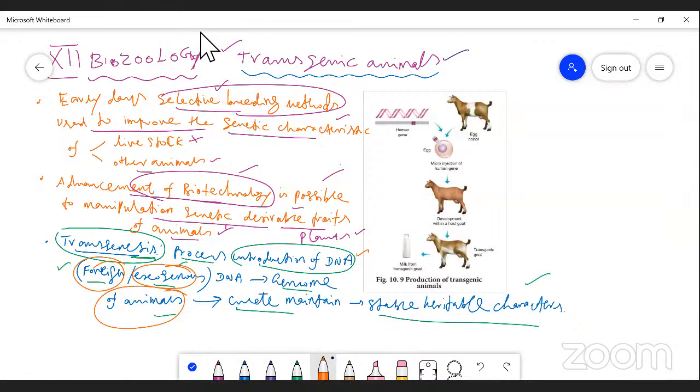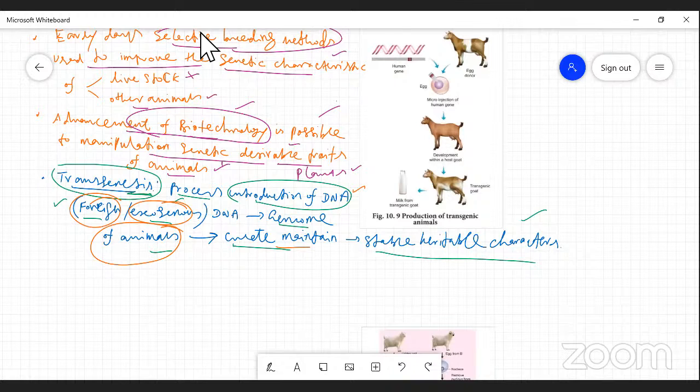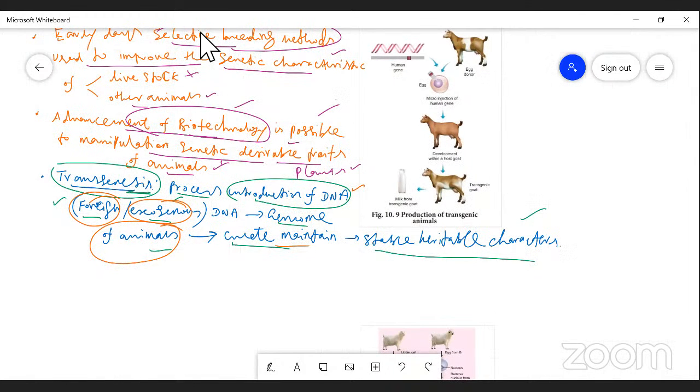After introduction of DNA into the genome of any animal, a stable heritable character is created and maintained. What type of character we like? The type of characters are produced with the help of this technology. That is called what? Transgenesis. Foreign DNA is introduced.